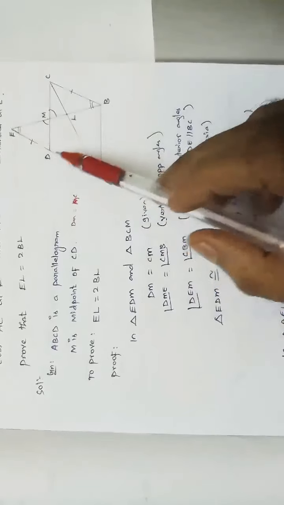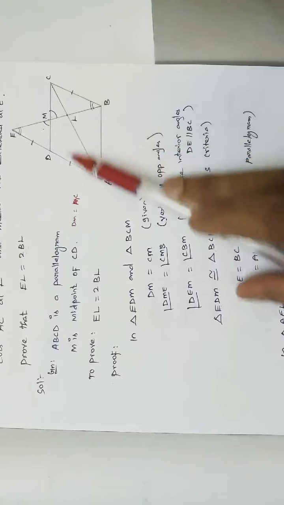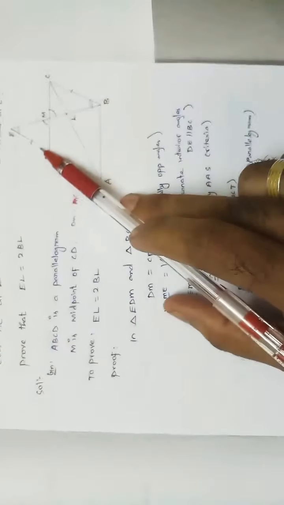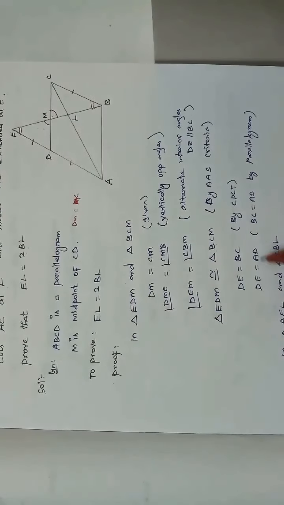So see, AD is equal to BC, opposite sides of a parallelogram. And just now we proved that BC is equal to DE. If these two are equal and these two are equal, then we can say that AD is equal to DE. Understood? AD is equal to DE.